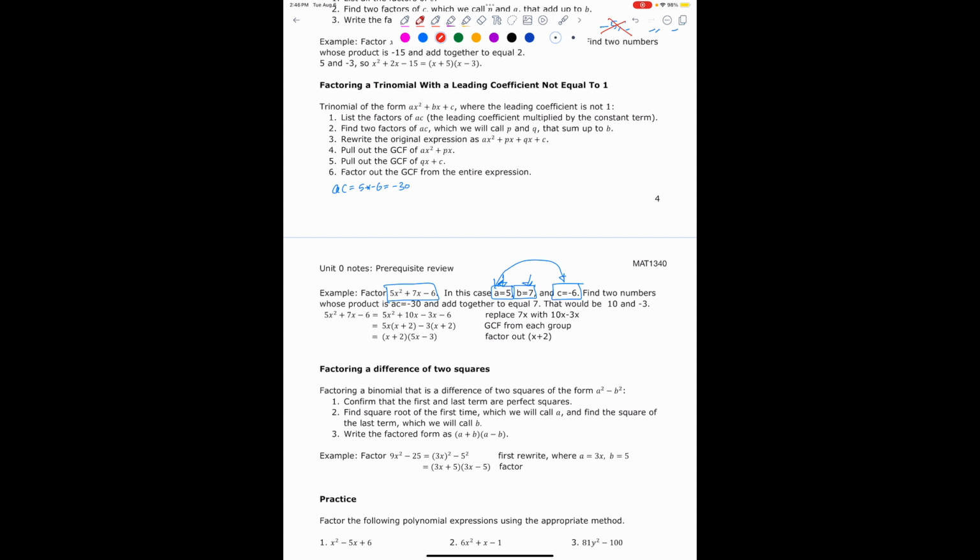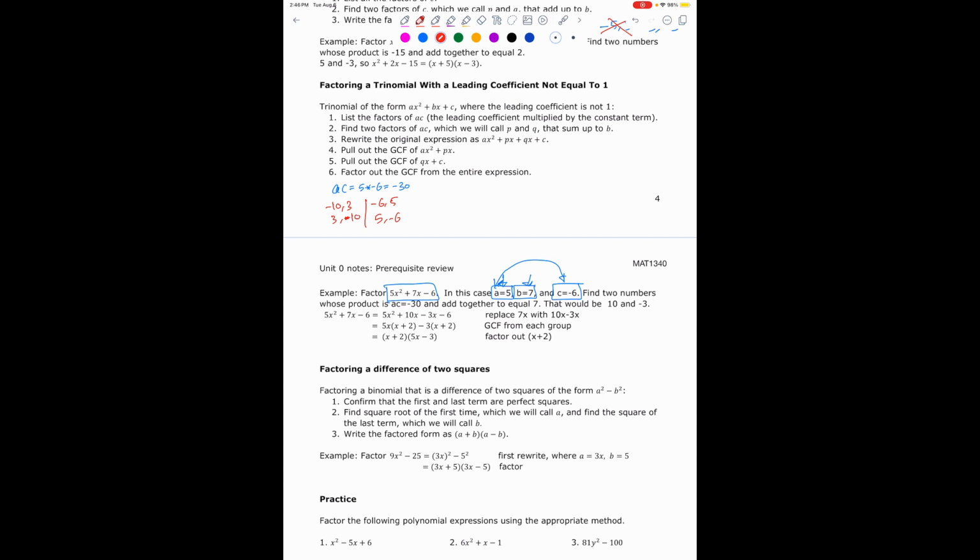I have negative 10 and 3. I have 3 and negative 10. I have negative 6 and 5. I have 5 and negative 6. So those are my options. Let's see which options work. So we need the sum to be 7.